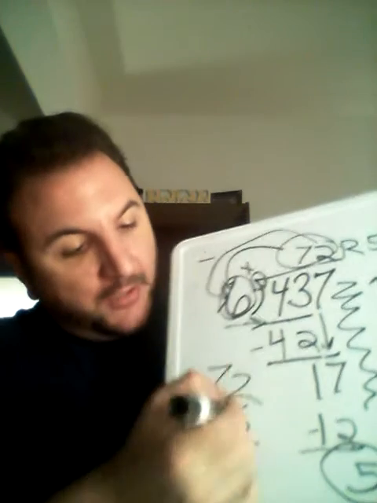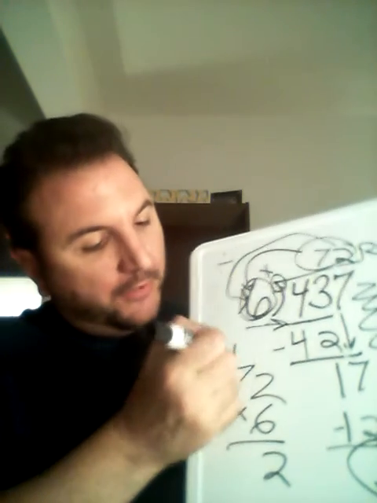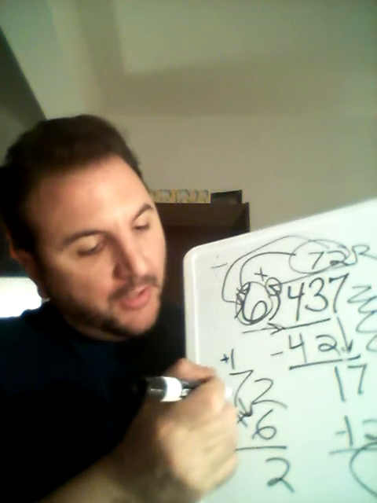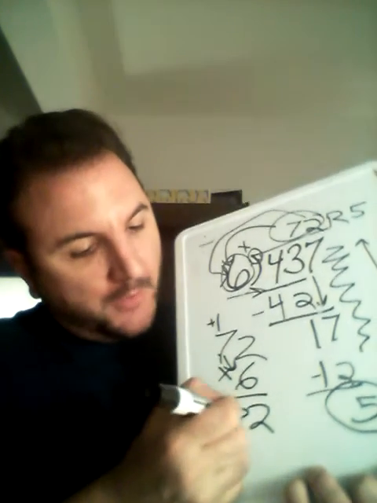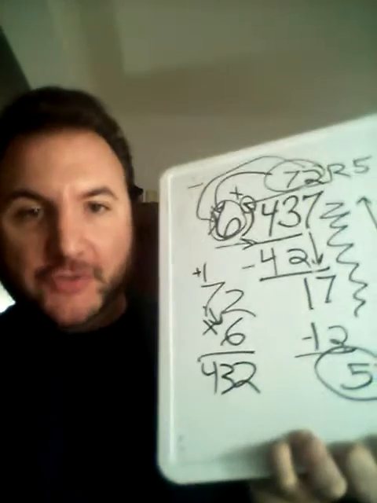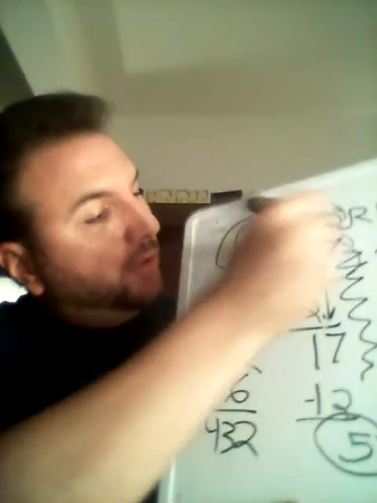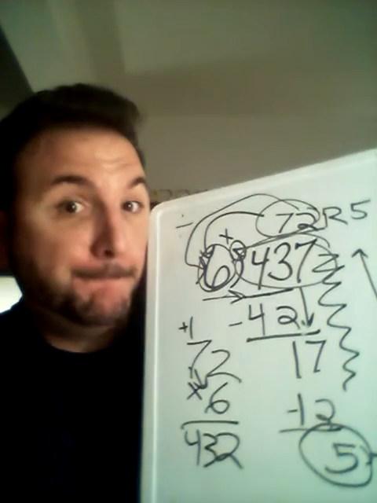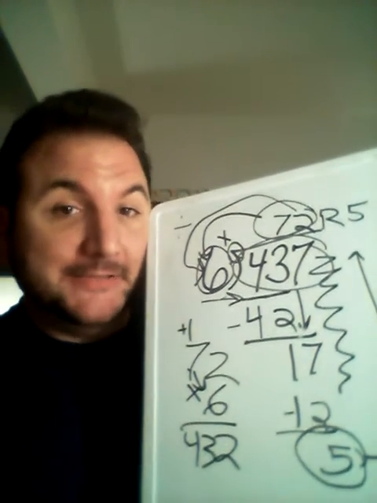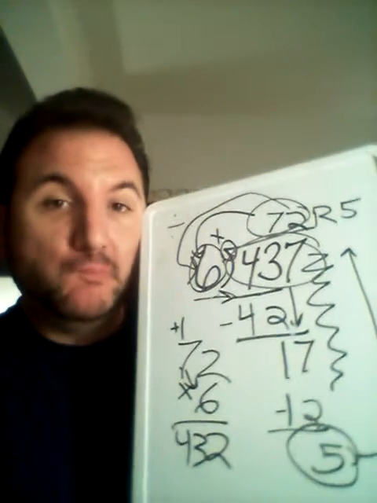So when I do that, 2 times 6 is 12. Carry the 1, plus sign, diagonal. 7 times 6 is 42. Plus 1 is 43. I've got 432. Now look at this number. This is 437. That's not the same, is it? So I must have done it wrong, right?